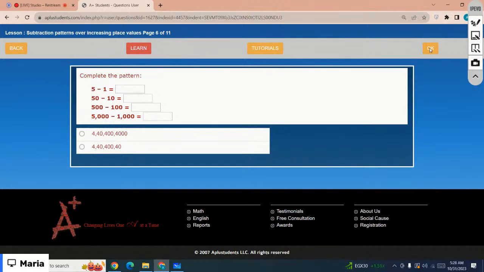Okay, complete the pattern. 5 minus 1. 50 minus 10, 500 minus 100, and 5,000 minus 1,000. Which is the correct option?